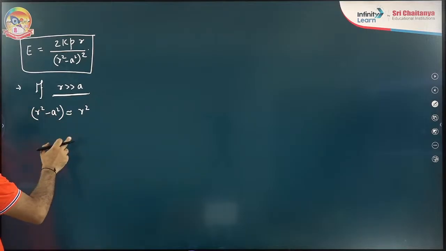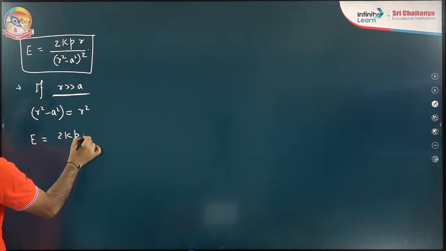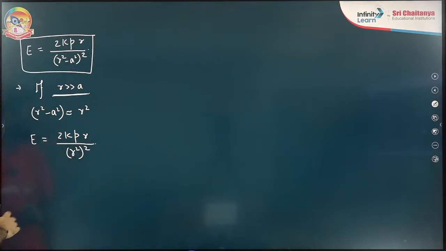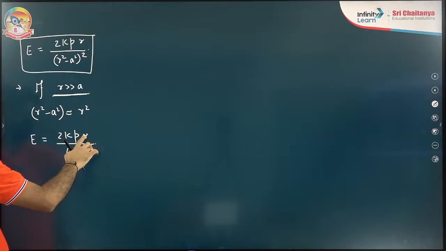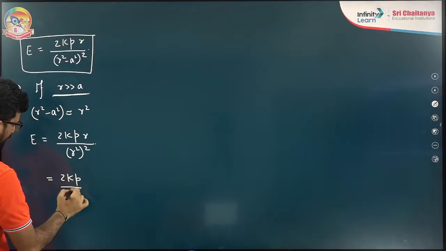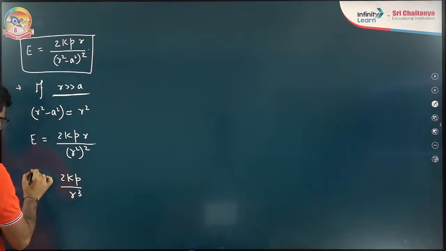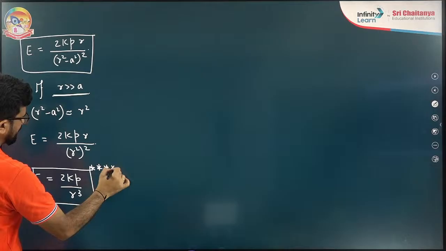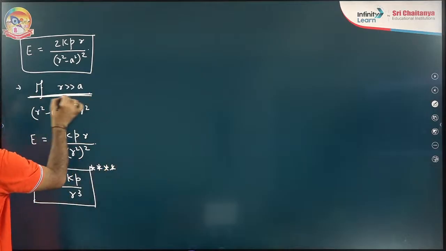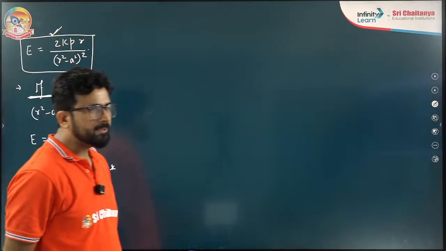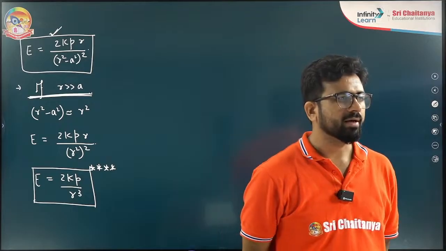So when you put this, the field is equal to 2kpr upon (r square) whole square. So r to the power 4, one r cancels, so what is remaining? r cube. That means 2kp upon r cube is the field on the axial position, that you have to remember. It is also a very important case, but you apply it only when r is very much greater than a, otherwise you have to use the earlier formula. Is it clear to everyone, beta?